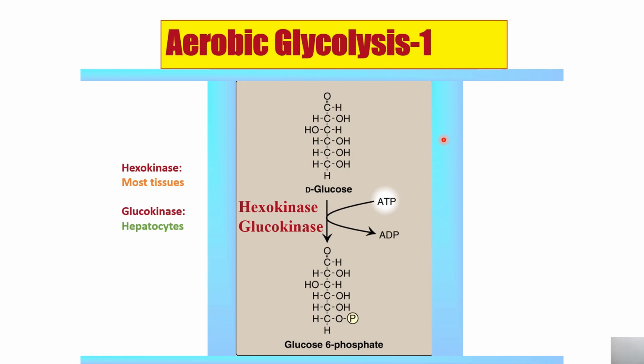We have already discussed this. Hexokinase is seen in most tissues, whereas glucokinase is found in hepatocytes. This is the first step, where D-glucose is converted to glucose 6-phosphate by means of the enzyme hexokinase or glucokinase, and ATP is converted to ADP, like energy is being spent.